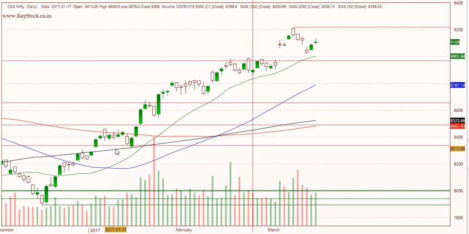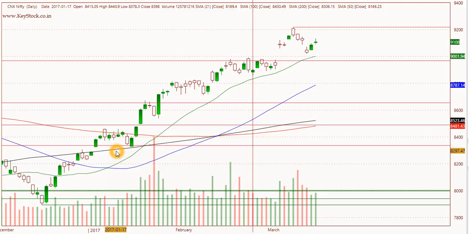In this session, we'll be reviewing Nifty Spot as on 25th March 2017. We'll be reviewing the Nifty Spot with respect to volume spread analysis. First, let us determine what the trend is.